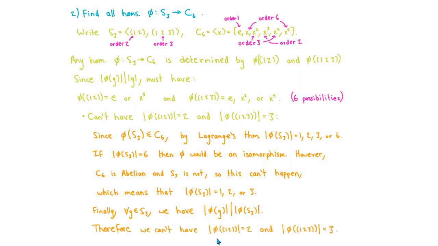If it happened that the order of phi of (1 2) were 2 and that the order of phi of (1 2 3) were 3, then it would mean that both 2 and 3 divide the order of phi of S3. But then that would mean that phi of S3 has order 6, which we've already ruled out. So what this shows is that at least one of the elements (1 2) and (1 2 3) must map to the identity element, and that rules out 2 of the possibilities from before.